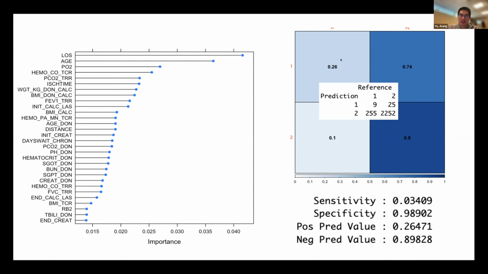So you can see this matrix, the real value in row and the prediction in column. As you can see, sensitivity, specificity, PPV, and NPV. So it's not still, but why is sensitivity and specificity pretty good? Because it's skewed because of the sample number. There is a much larger number of patients without graft failure, I think.